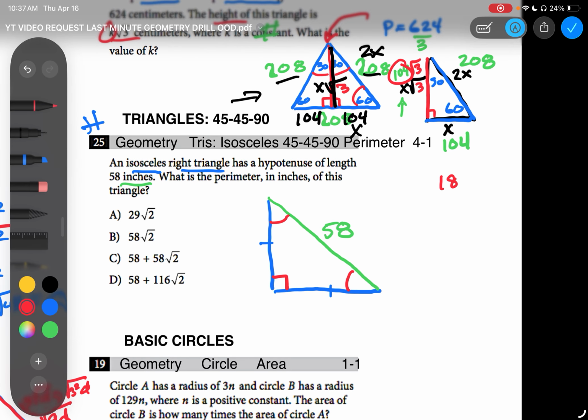If I have 180 degrees in any triangle, but I do have that right angle right there, if I subtract the 90, what do I have left over? I'm going to have 90 degrees left over. That must be split equally into these 2 angles. So that means this is going to be 45, and this one is going to be 45. That is one basic piece of information that I have so far with this 45, 45, 90.